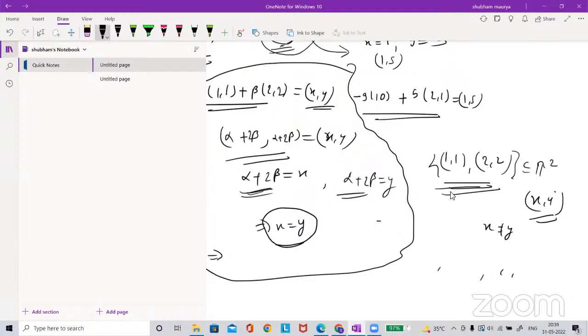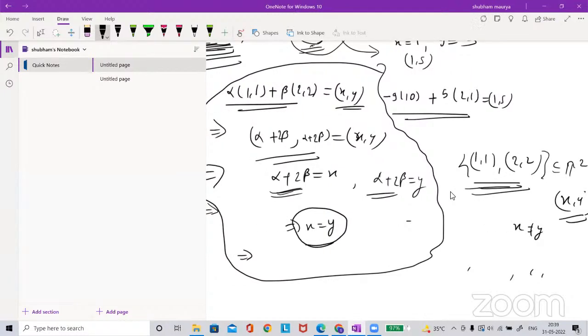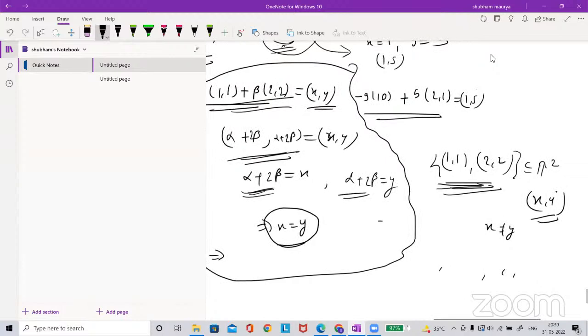We got x equal to y. Suppose x is not equal to y, say x is equal to 1 and y is different, then it would never fall in that domain. This system has no solution, so it will not span the entire R2. In both cases, whether x is equal to y or not, it is going to miss some points of R2.